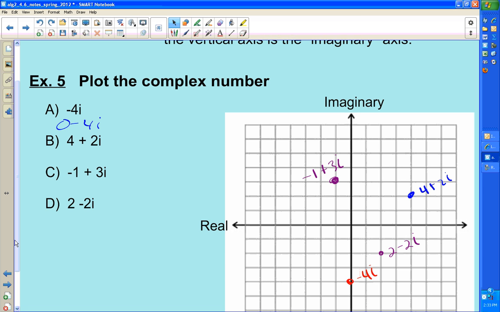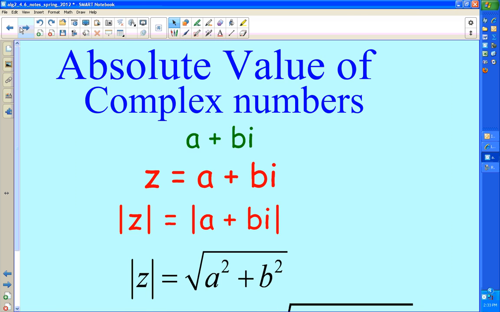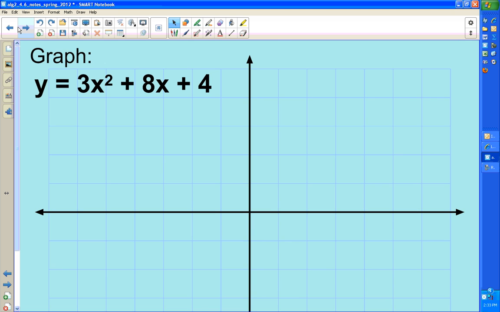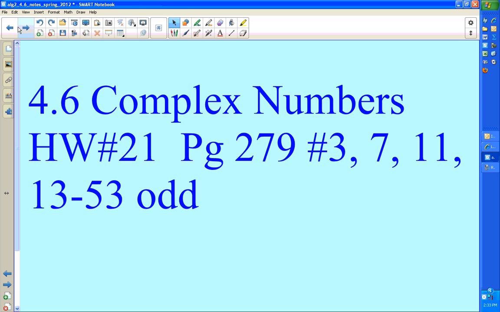This, I can tell you for sure, is a STAR test question. We'll talk more about that towards December. Okay. There are one or two other details from this section, like absolute value of imaginary numbers.